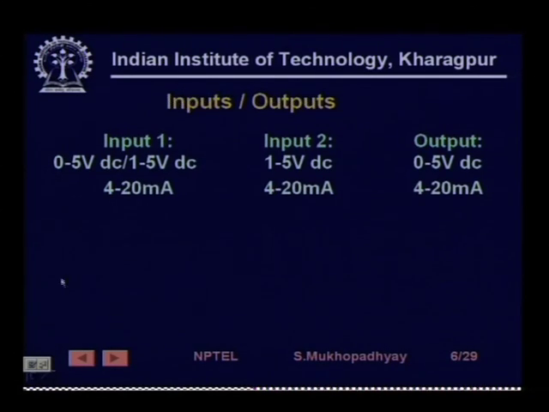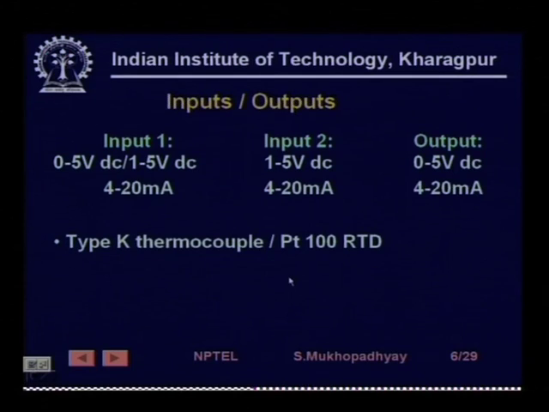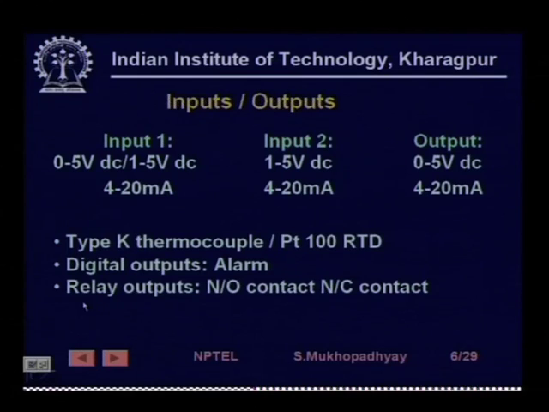And similarly, it can directly take type K thermocouple or PT100 RTDs. It can give digital alarm outputs, or it can also give relay outputs in the form of NO and NC contacts, and all these that you have are actually configurable. You can view the configuration, you can change the configuration and set the controller. So, this is a typical industrial PID controller.